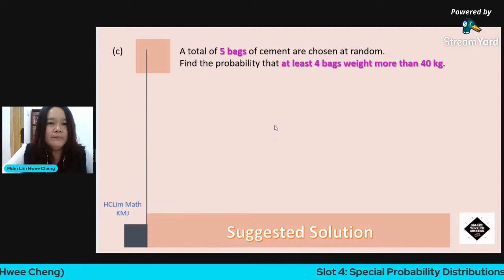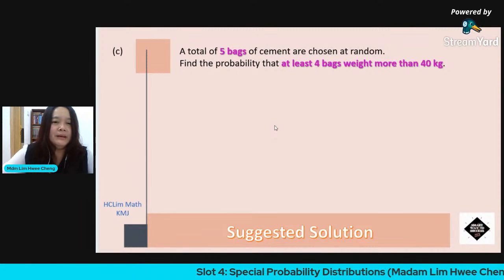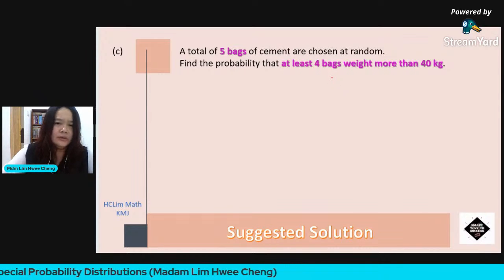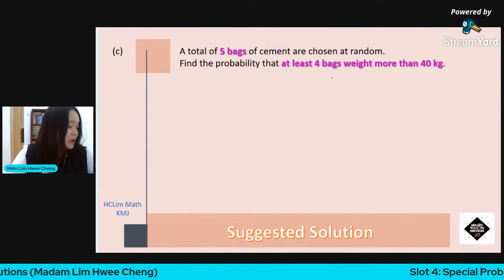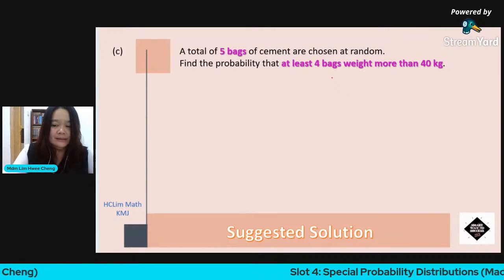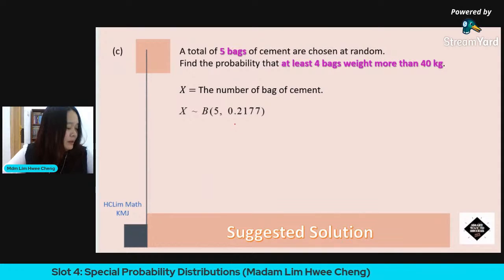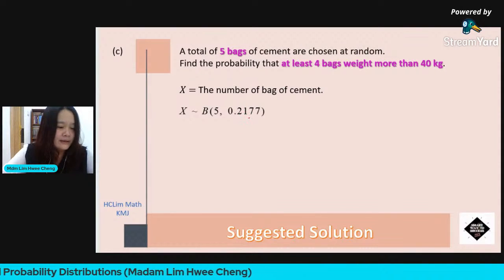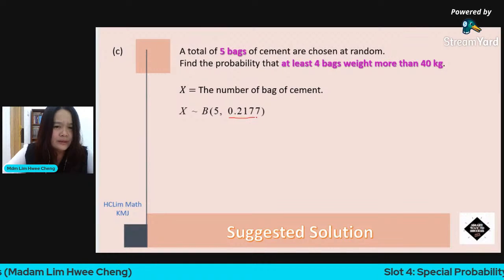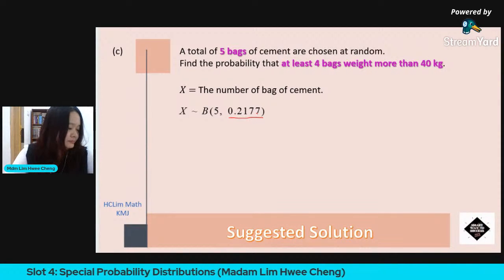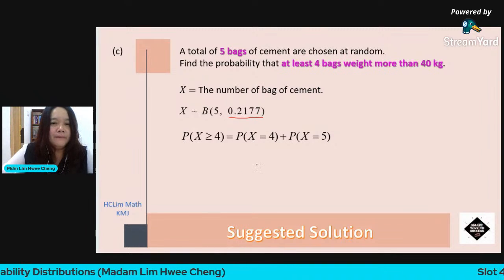The total of 5 bags of cement are chosen at random. Find the probability that at least 4 bags. When we read this question, you will notice that it seems to switch to the binomial distribution. To apply this, this is the number of bags. The distribution is binomial with n equals 5 and p equals 0.2177. This one you get from the above part. Since we say at least 4, and we only have 5, it is 4 and 5.